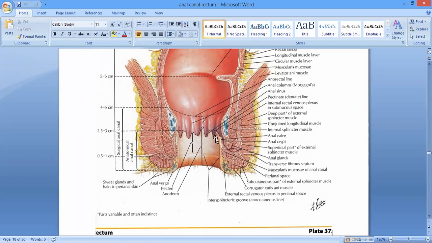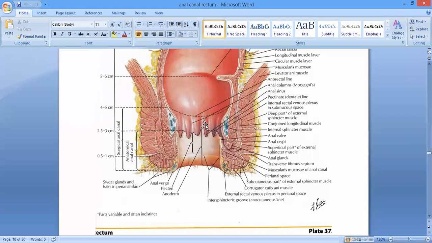Okay, any problem with anal columns and anal valves? And a bit above each anal valve, there is a depression. Okay? Above every anal valve you can see the depression, and this is called the anal sinus. This depression is called the anal sinus, right? And this anal sinus. Is this clear so far?